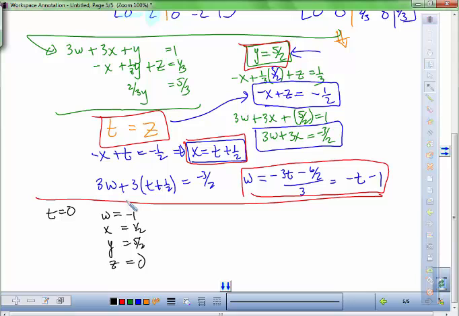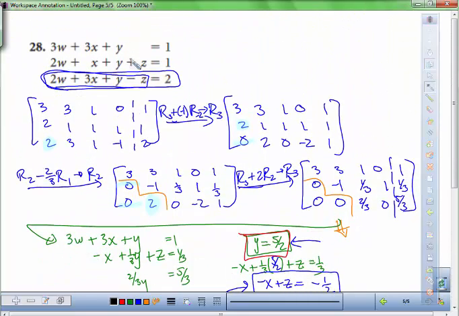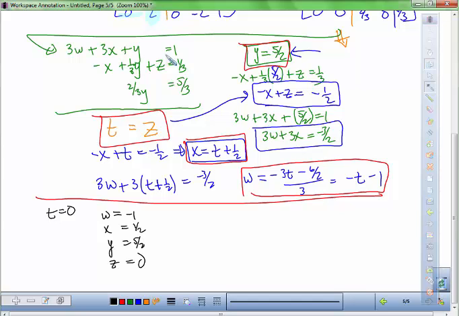That means if I put -1 in for W, 1/2 in for X, 5/2 in for Y, and 0 in for Z, in my original system of equations, I'm going to get all these three equations to be true equations. Okay? So Hal said it was a consistent system. That means I have one solution. Do I have another? Can I have another solution?